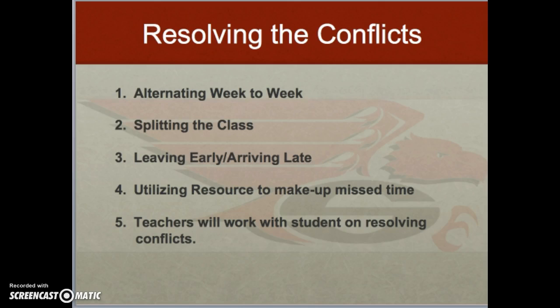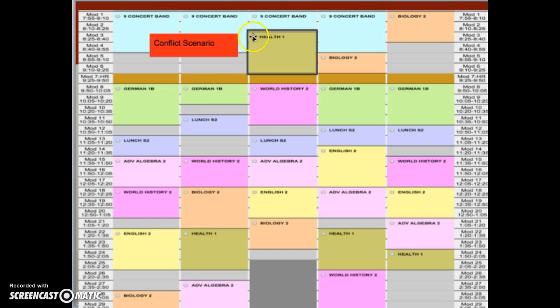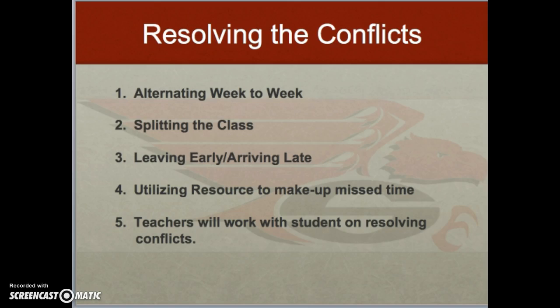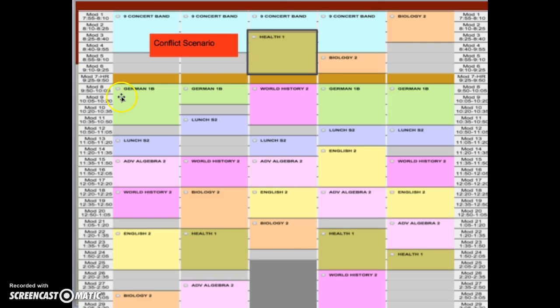The other option is splitting the class, or splitting the conflict mods, and in that scenario every week it would be always staying in band through Mod 3 and then getting to health during Mod 4. The other opportunity they would have would be leaving early, arriving late. Very similar to splitting the mod, but in this situation it would be remaining in all 4 mods of band and then coming late to health at Mod 5, or the other way around, leaving band after Mod 2, and most likely that could be on a rotating basis.